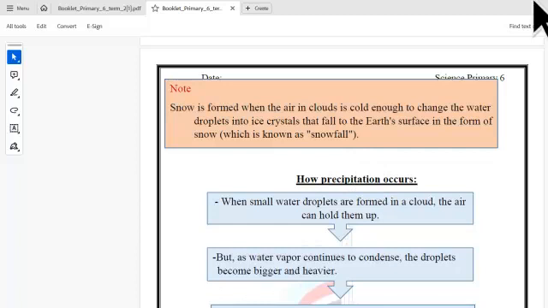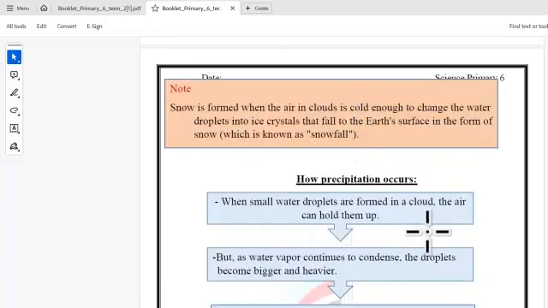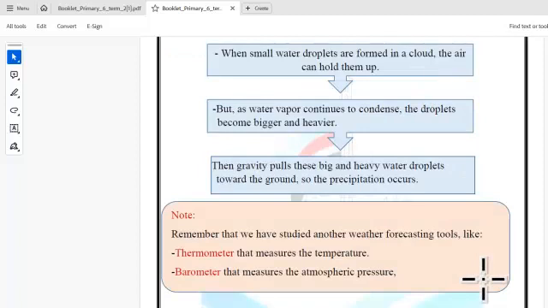How precipitation occurs: when small water droplets are formed in a cloud, the air can hold them up, but as water vapor continues to condense, the droplets become bigger and heavier. Then gravity pulls these big and heavy water droplets towards the ground, so the precipitation occurs.